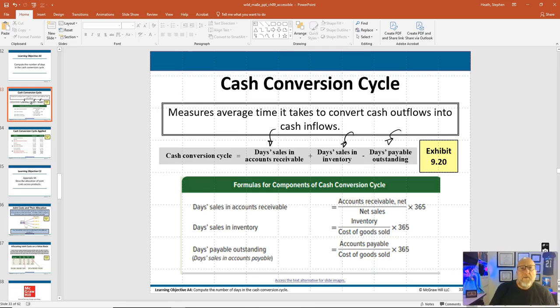Okay? So one step deeper, days sales in accounts receivable, that formula is accounts receivable divided by net sales times 365 days. Then we have days sales in inventory, and that would be inventory divided by cost of goods sold times 365 days. And then finally, days payable outstanding, accounts payable divided by cost of goods sold multiplied by 365. Pretty straightforward.